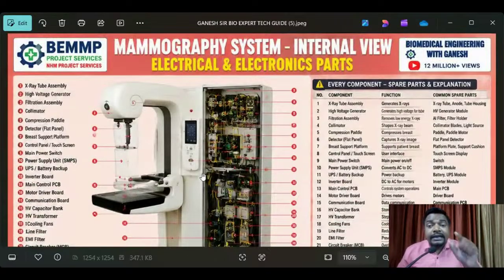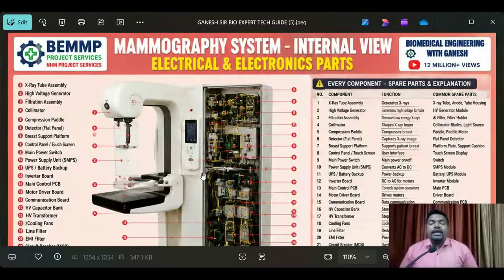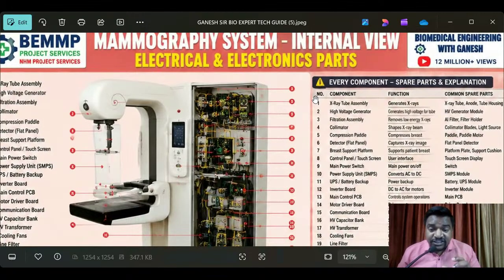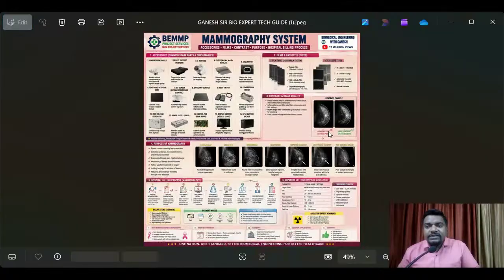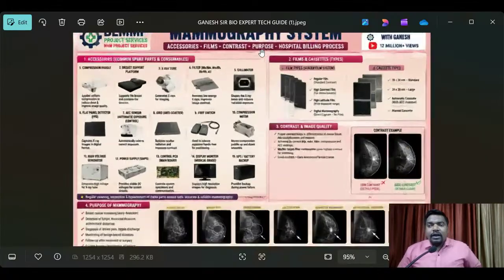What? Internal electrical and electronic parts, that is the internal view of the mammography. For your awareness purpose I'm giving this today, so catch my points and try to be perfect in all things. Be a knowledgeable person as a biomedical engineer. Okay, right, come on. Next, entering the topic, the next slide presentation. I'm going to give the presentations here.